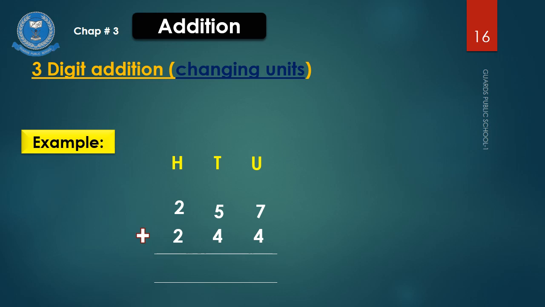First, start adding from the unit column, that is 7 plus 4, right? What will be the answer? Yes, 11. Oh, can you see this? These are two digits. What will we do, students? Can I put them together? No, we put 1 in the unit column and carry 1 forward to the tens column.